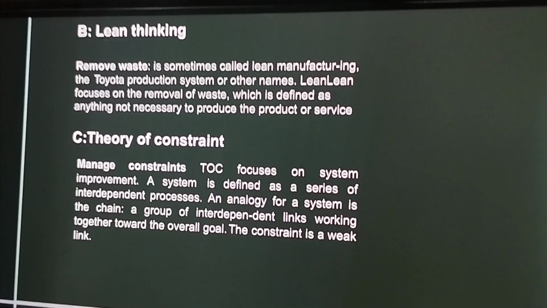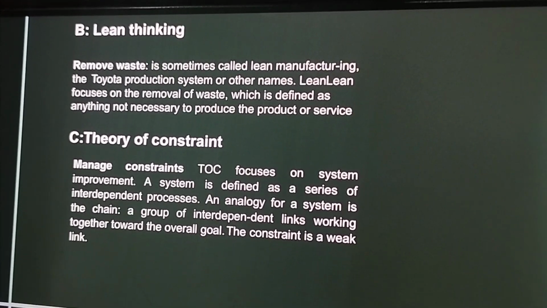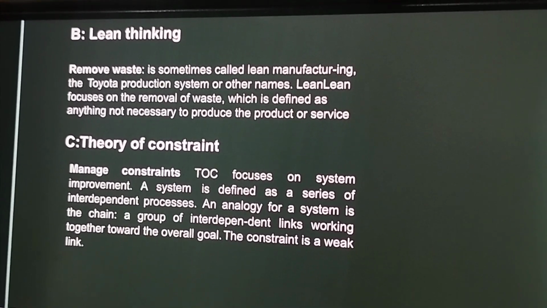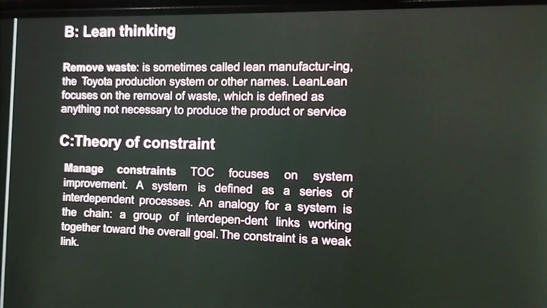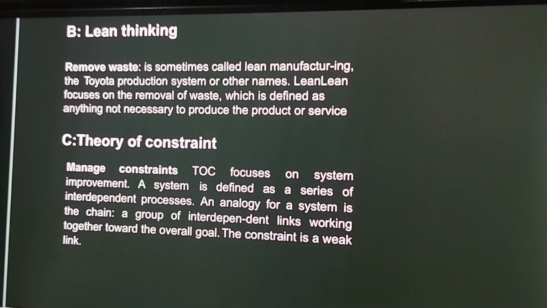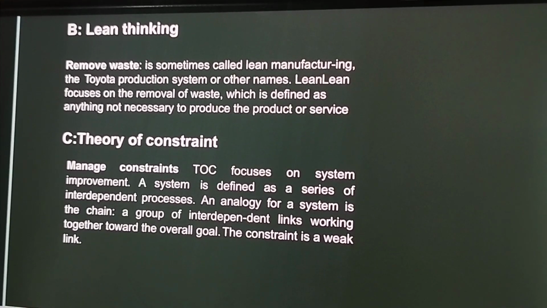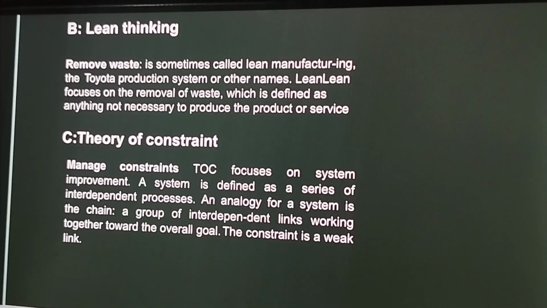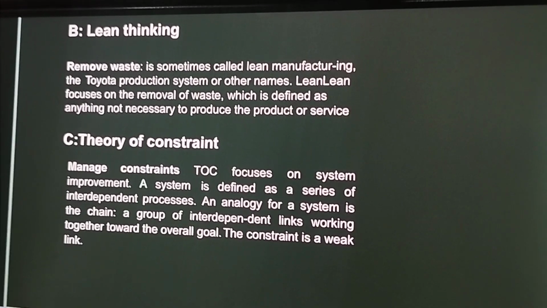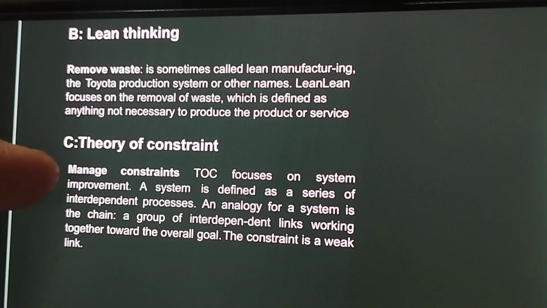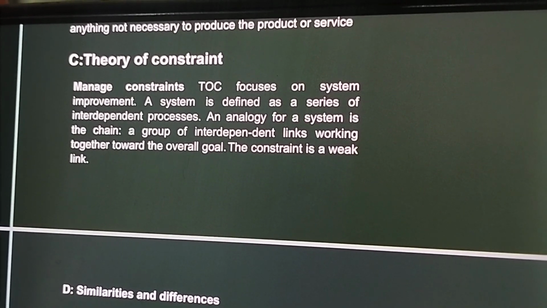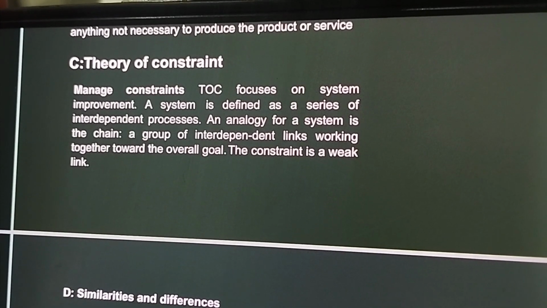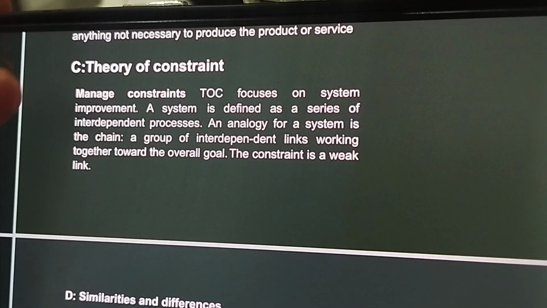B. Lean thinking. Remove waste, sometimes called lean manufacturing, the Toyota production system, or other names. Lean focuses on the removal of waste, which is defined as anything not necessary to produce the product or service. C. Theory of constraints. Manage constraints. TOC focuses on system improvement.